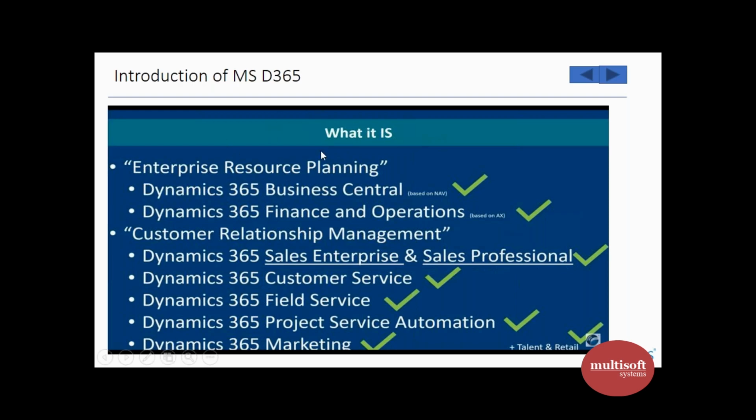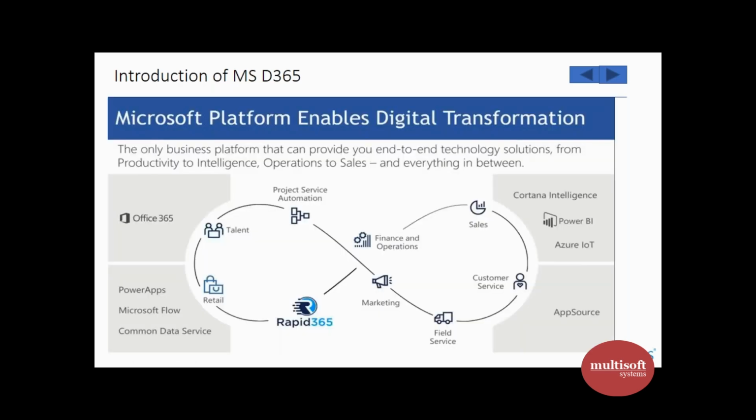Okay, these are the various kinds of business software, ERP. Dynamics 365 for Business Central and Finance and Operations. It is purely NAV based, Navision based, and it is based upon the Axapta base. Axapta is the previous version, and these are the CRM software, Customer Relationship Management. These are the different kinds of CRM software. As I explained yesterday, this is the only tool where the CRM as well as the ERP are integrated.